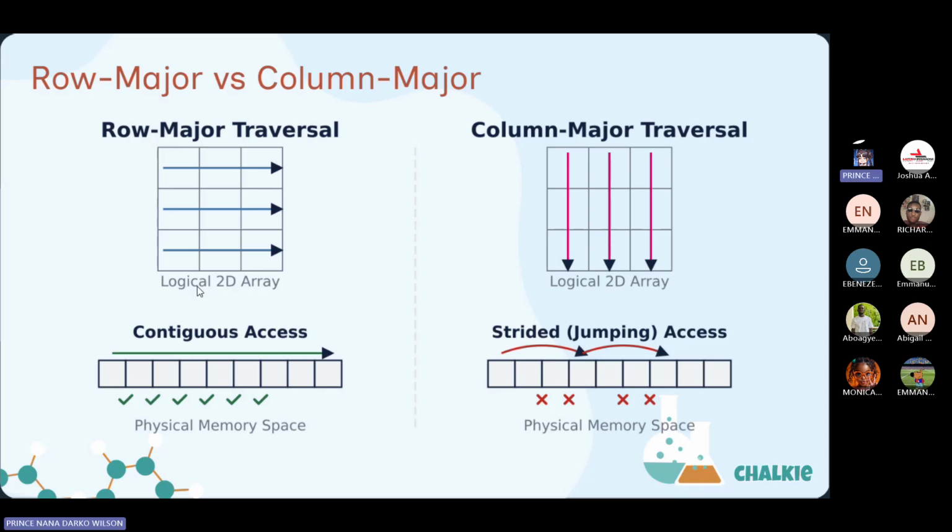So then, traversal: how data is accessed in arrays. There is a row major traversal where it is done by rows, and then there is the column major traversal where it is done by columns. In a physical memory space, data may be accessed by contiguous access, and then there is strided or jumping access. Are you familiar with any of these terms? And if you do, can you explain what they mean to us?